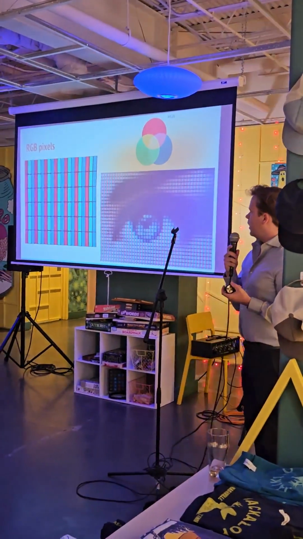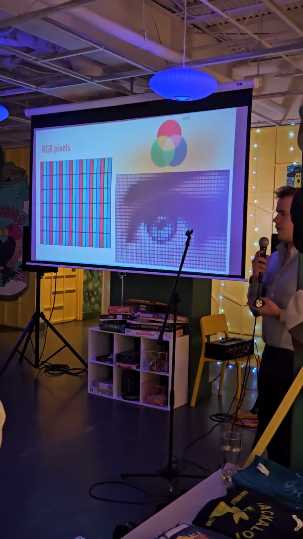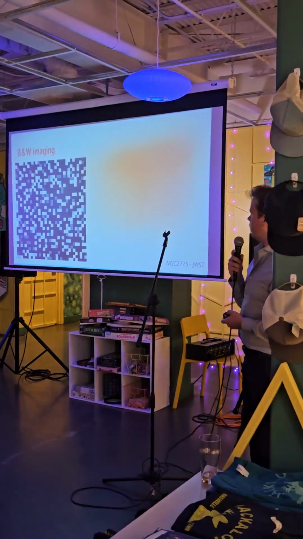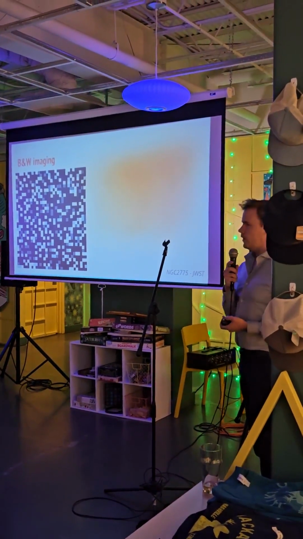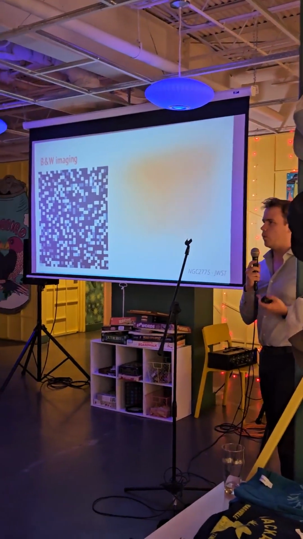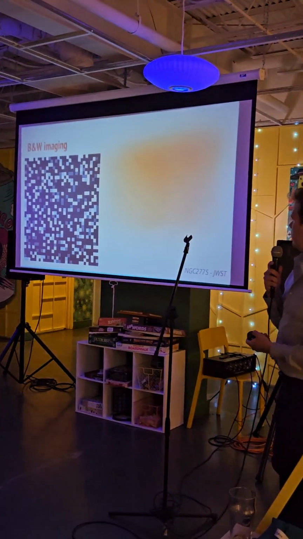But you're only capturing a third of that resolution in each of those pixels. So what astronomers usually do is just have black and white pixels, so you can get more of that resolution. You get 3 times more resolution on all those images.